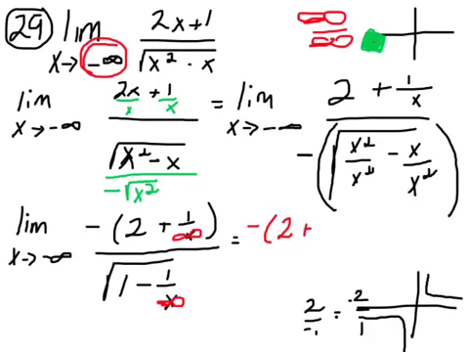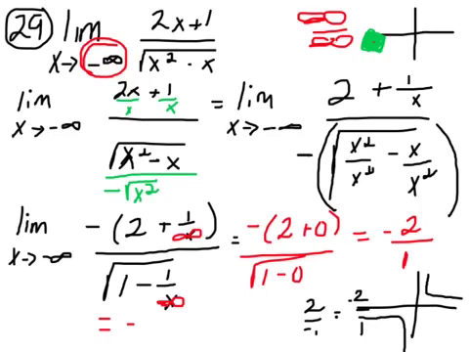I don't have room to write it, or I would. So this becomes 0, and on the bottom we've got the square root of 1 minus 1 over infinity, which also approaches 0. So this becomes negative 2 over the square root of 1, which is 1. So our limit is negative 2. We have a horizontal asymptote, in other words, at negative 2 down here. It means the same thing.